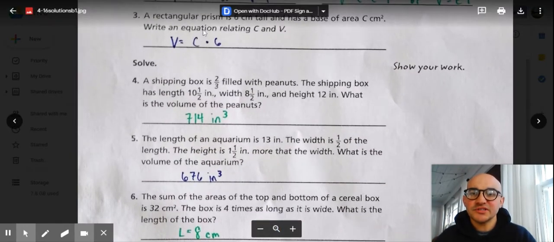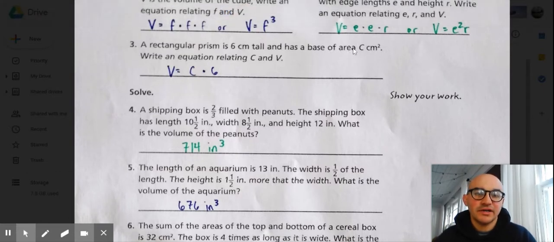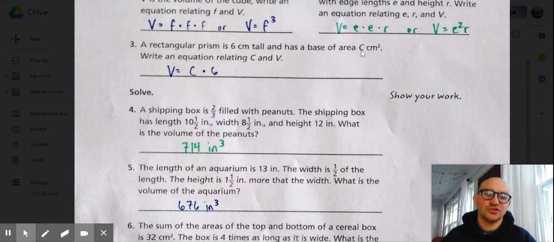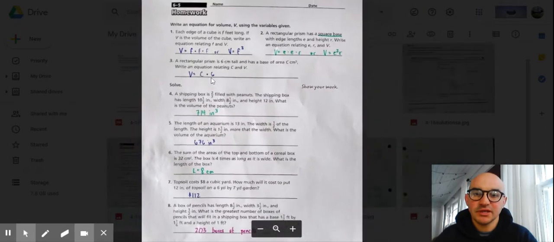Number 3 is pretty similar as well. A rectangular prism is 6 centimeters tall and has a base of area c centimeters squared. So c here, don't get confused, understand this is a variable that stands in for a value. So that value could be whatever. We don't know what it is. And we're just going to write an equation relating c and v. So volume would equal area, c, times height. Okay? That's all we do there. C times 6 or 6 times c.